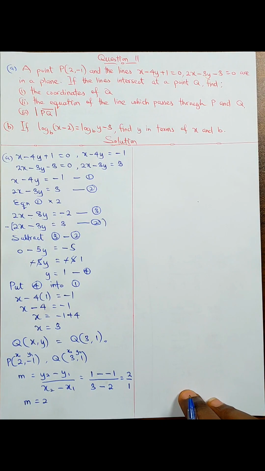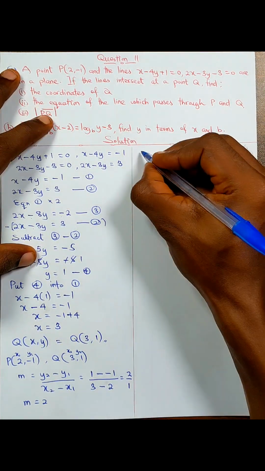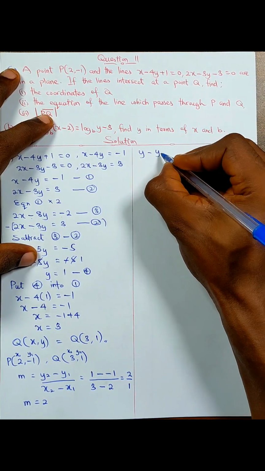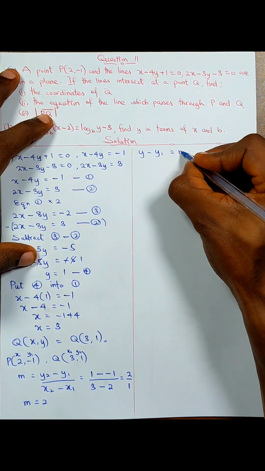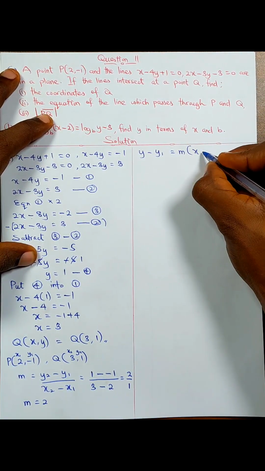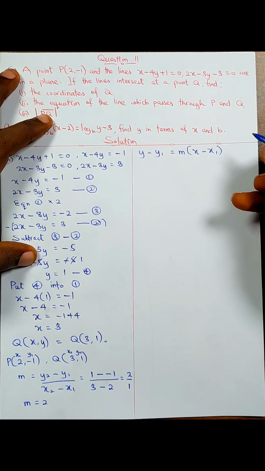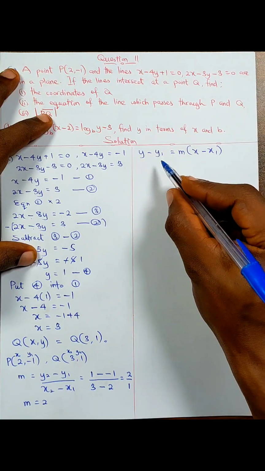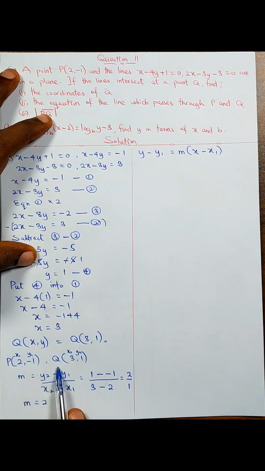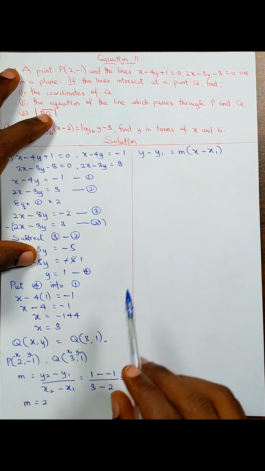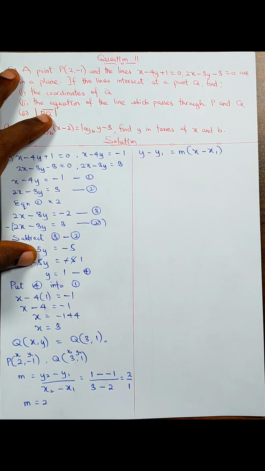Okay, now that we know the gradient, let's write the equation of a line. The equation of a line is given by y minus y1 is equal to m, then we have x minus x1. Now that we know this, all we need to do is to choose either P or Q as the point that we are going to use. We could use either of them.